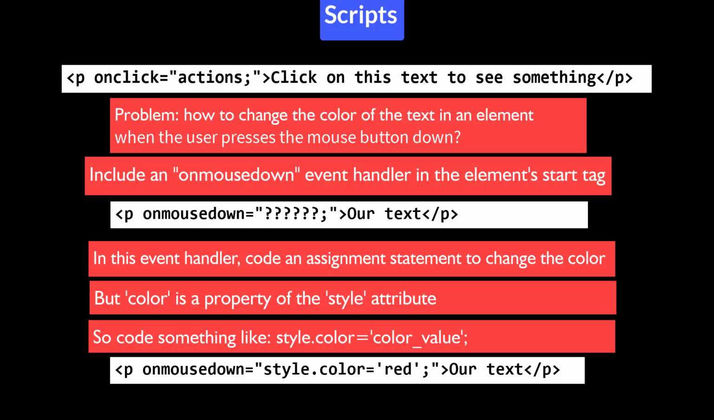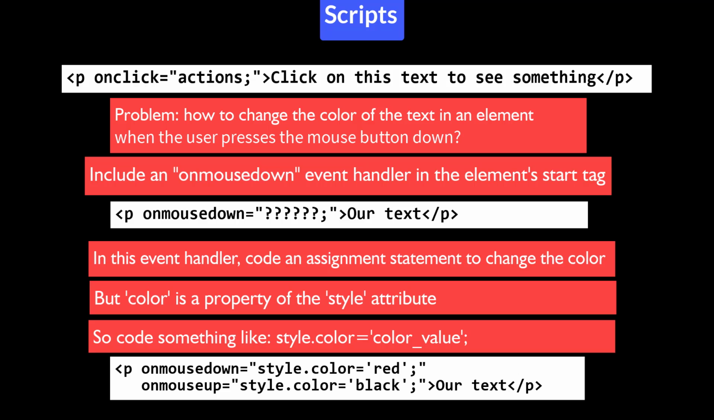But you could code this: p onMouseDown equals, double quote, style.color equals, single quote, red, single quote, semicolon, close quote. That's one attribute. And then onMouseUp equals, double quote, style.color equals, single quote, black, single quote, semicolon, double quote. Our text. End tag. The above demonstrates two event handlers for a single element. No problems.